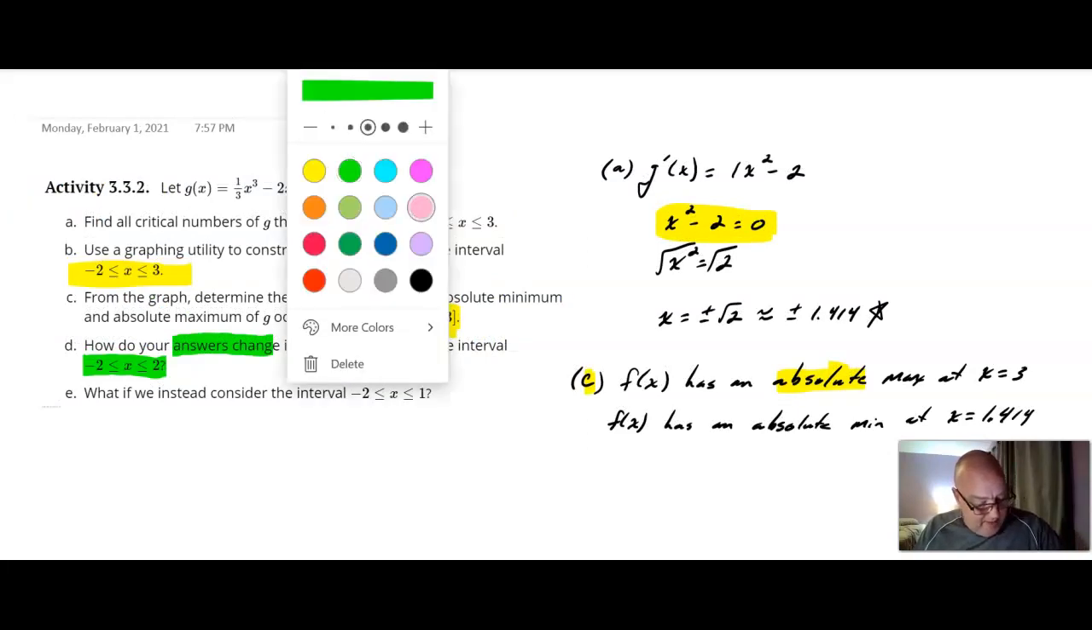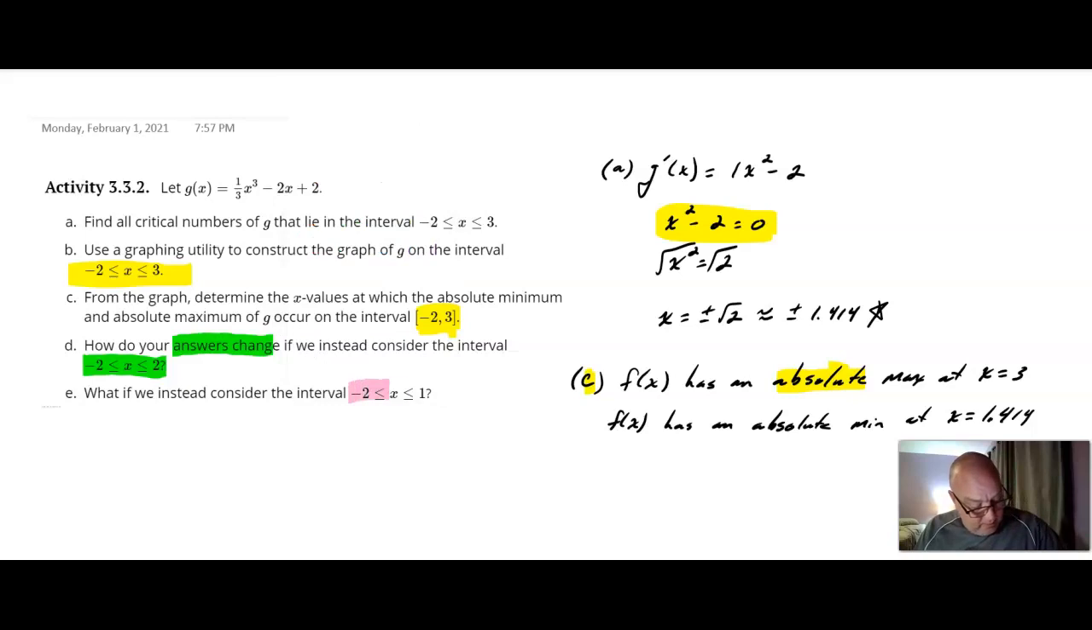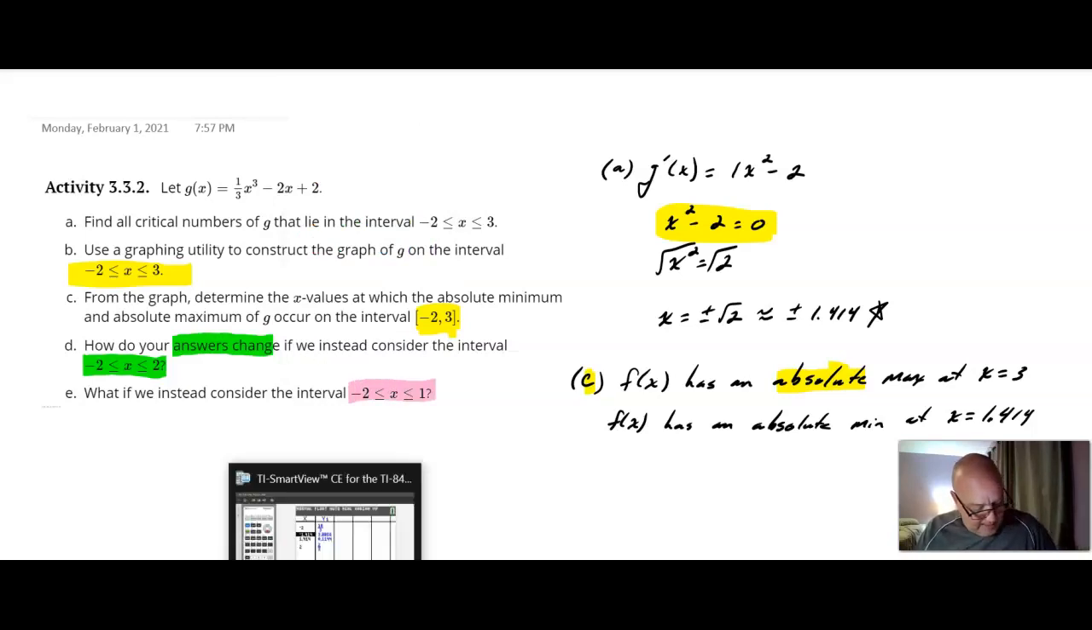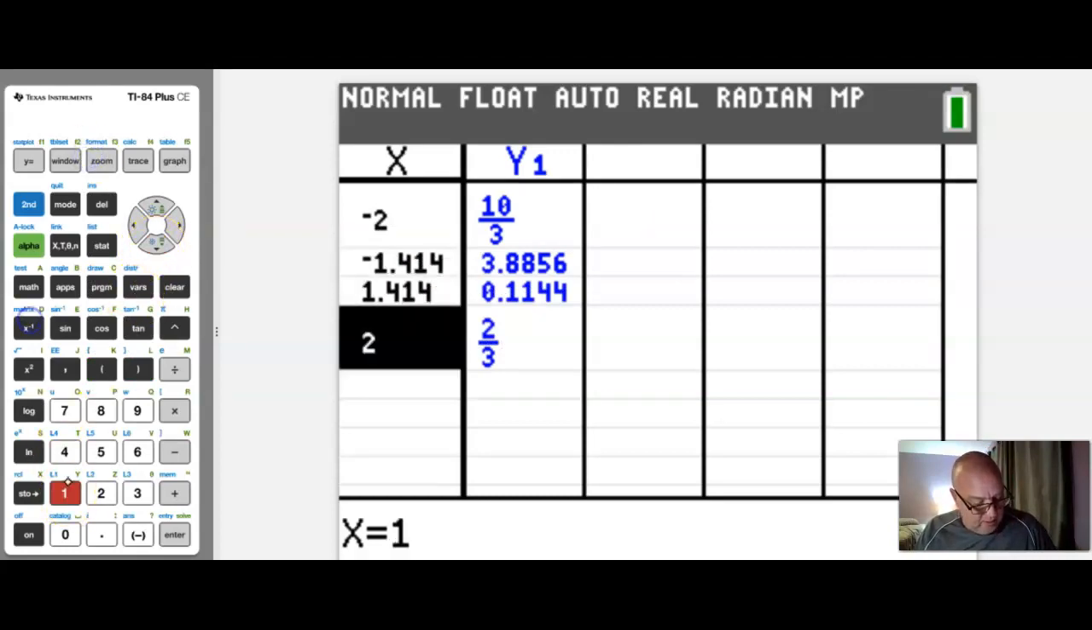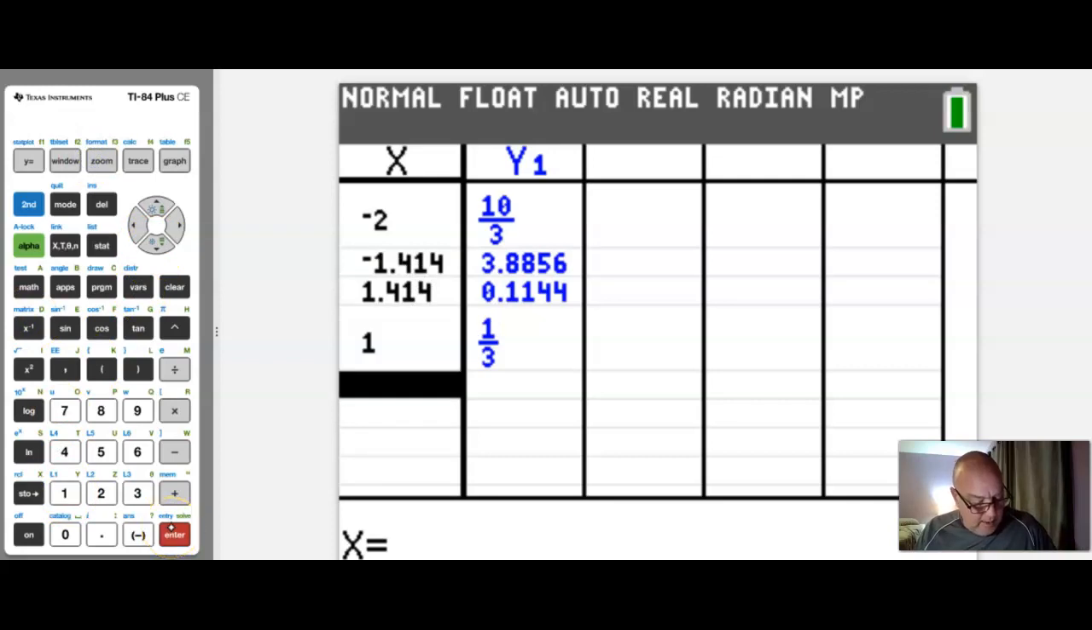And then the final question is, what if we consider the interval -2 to 1? Now what happens? So we're going to go back to my calculator. We're going to go to the table of values. Instead of a 2, we're going to make this a 1. It now has an endpoint of 1, and that's at 1/3. So now where's the max? The max is still at -1.414. Where's the min? Well, let's see. I guess the minimum, 1/3 to 0.11, I think positive 1.414 still gets a minimum.